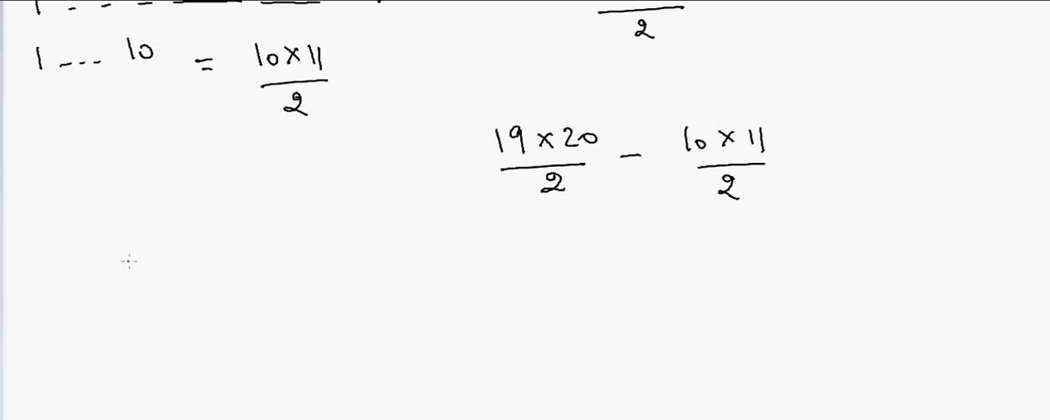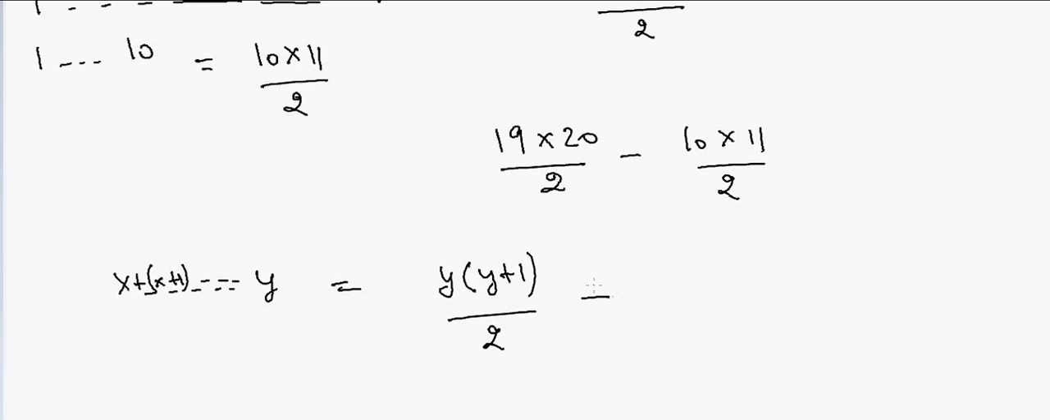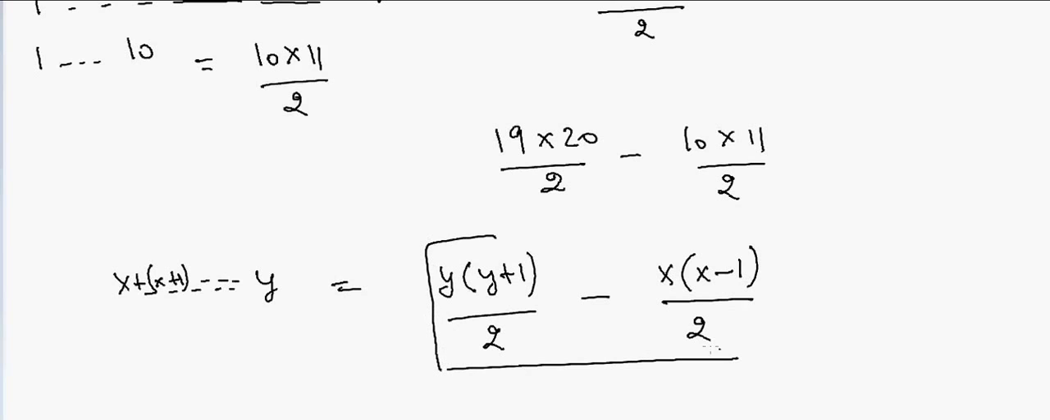For a general formula, suppose I have x and it goes until y and I'm adding. In that case I can write this as y into y plus 1 divided by 2 minus, and here we have to be careful because this is x, so this will be x into x minus 1, because we are adding until x minus 1, divided by 2. So that will be our answer if we have to add numbers in a series.